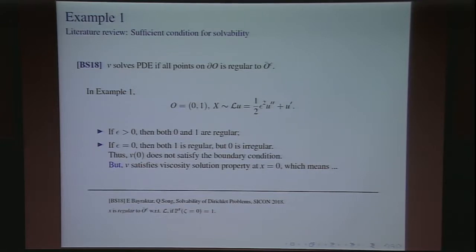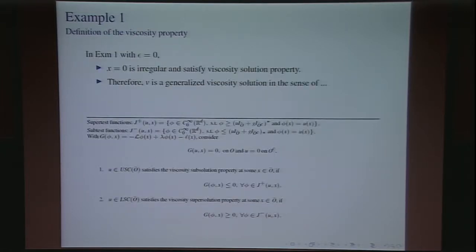So that means we can explain that if epsilon is greater than 0, then all the boundary points are regular. So this solves the equation. But it doesn't answer the case epsilon equals 0, where 1 is irregular and the 0 point is irregular. Then we do not have any answer from this paper. So what is the comment? We satisfy the viscosity solution property at x equals 0, which means, this is the next slide.